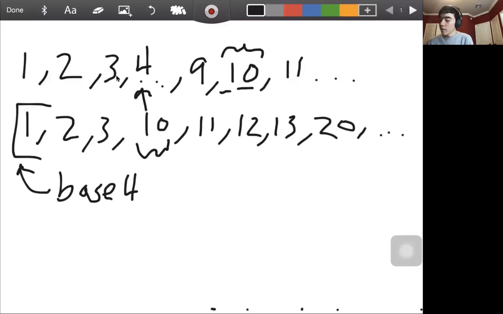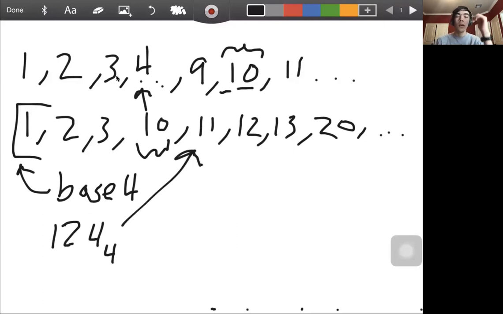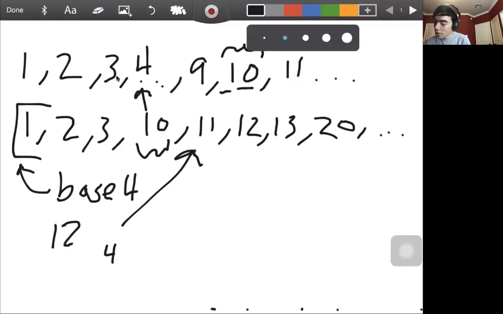So the way we denote this is if we have a number like 1, 2, 3, and we write a little small 4 over here, what this means is that this little 4 tells us we're in base 4. So it tells us we're in this sequence of numbers. Oh yeah, it's not possible to have a 4 digit in base 4, my bad. Let's do 1, 2, 3.